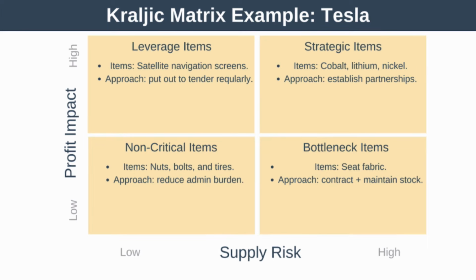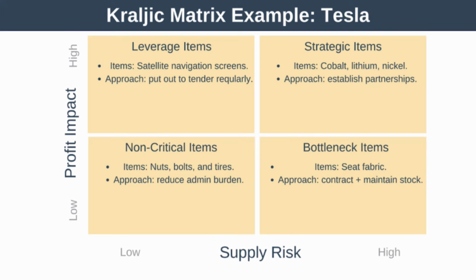So let's take a look at what a simplified example of the Kraljic Matrix for Tesla might look like. So firstly, Tesla buys a lot of nuts, bolts and tires. Now these are standardized items for which there are many suppliers, and so we categorize these as non-critical items. Now Tesla should aim to reduce the administrative burden of sourcing and handling these items.